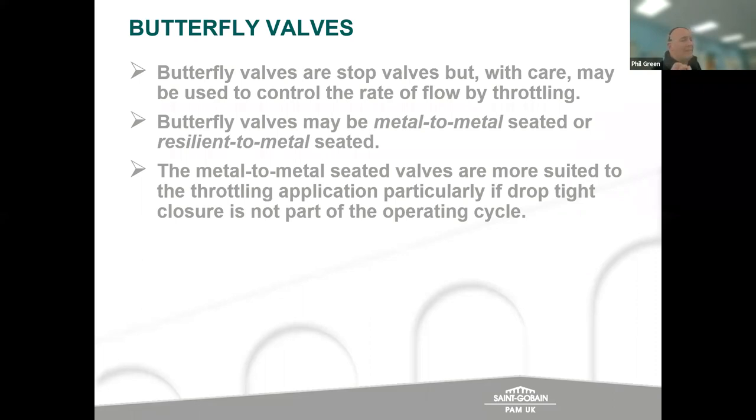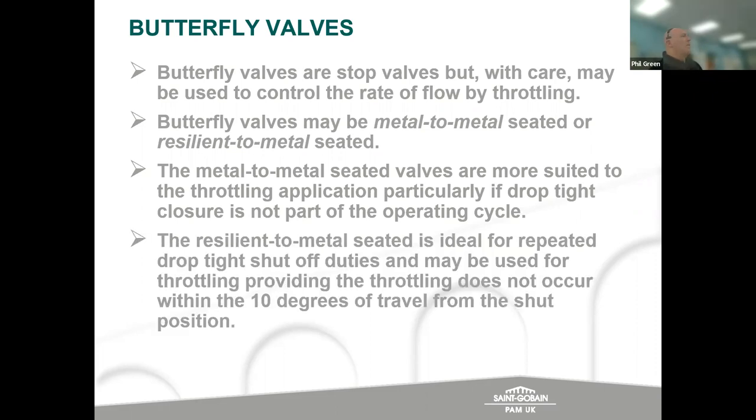That's because it's a metal seat, and it's not as likely to be damaged by, let's say, erosion from trying to throttle a valve. Resilient to metal is ideal for repeated drop tight use and can be used for throttling, provided the throttling does not occur within the 10 degrees of travel from the shut position. So there are caveats in terms of using butterfly valves for throttling.